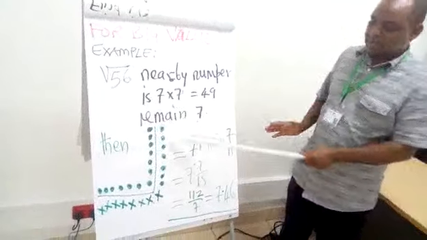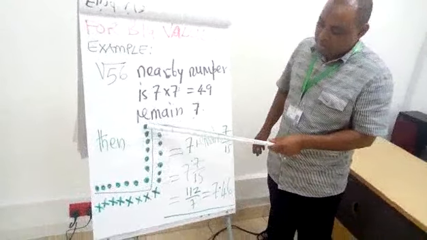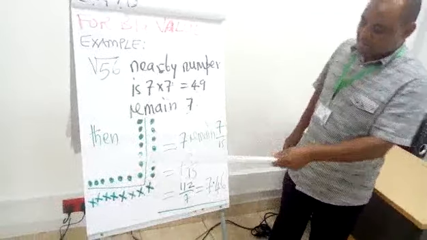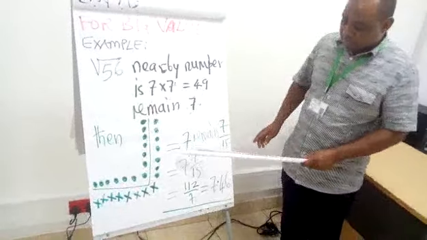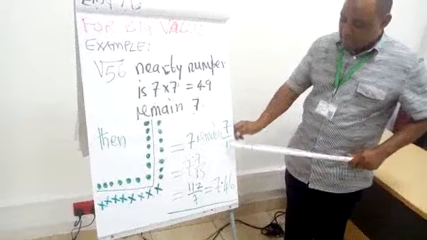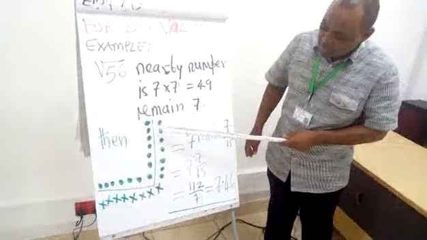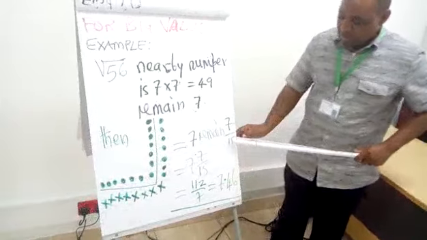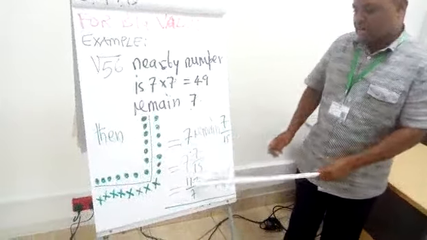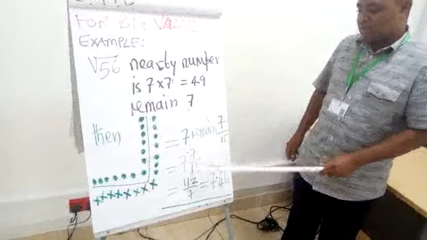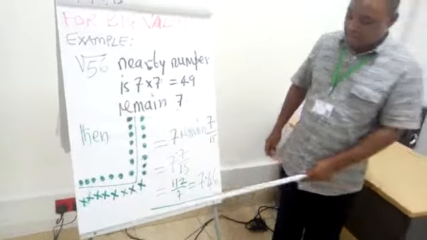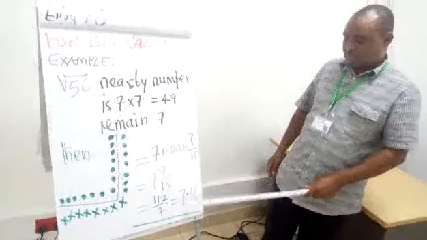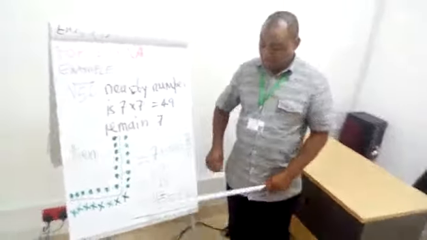So here we have 1, 2, 3, 4, 5, 6, 7, I mean. Therefore, we have 7 and remaining 7 out of 15. In total they are 15. So as a fraction, you can write 7 remaining 7 out of 15. And as an improper fraction it will be 112 over 15, which is equal to 7.46 as the square root of 55.